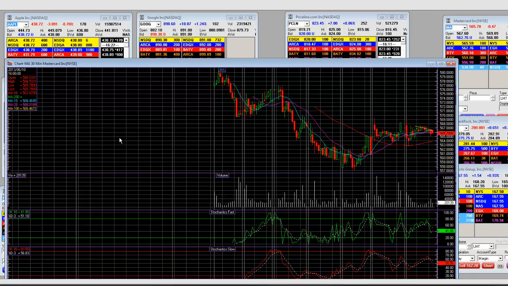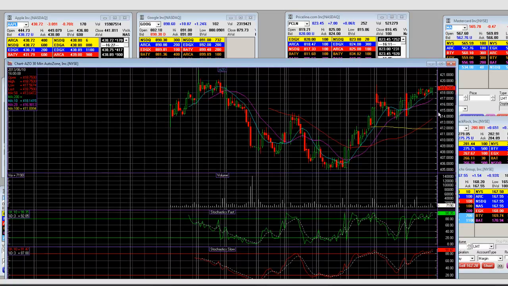Now, AutoZone, for that matter, we have a low over here of 405 back up to 418 on a 15-minute, and these are going to hit resistances to sell short. Let's take a look, and that was AutoZone.